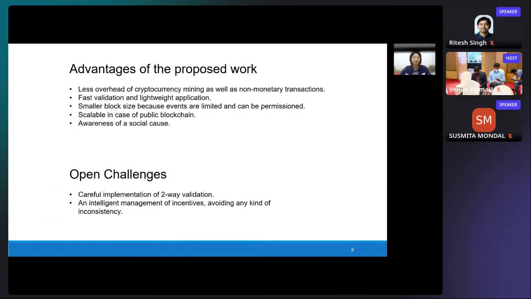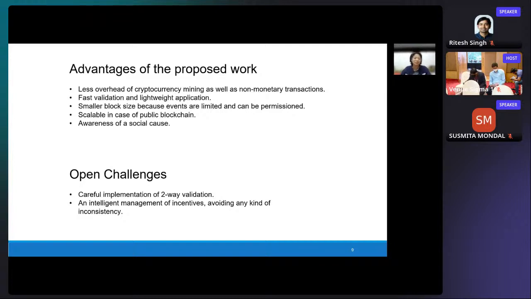As mentioned earlier, it costs less overhead due to non-monetary transactions. It has fast validation, and it is lightweight. It has a smaller block size for the events, and it can be permissioned there, and it can be scalable in case of public blockchain. Basically, the advantage is that it is generating awareness among people about this social issue that we need to manage, plastic waste.